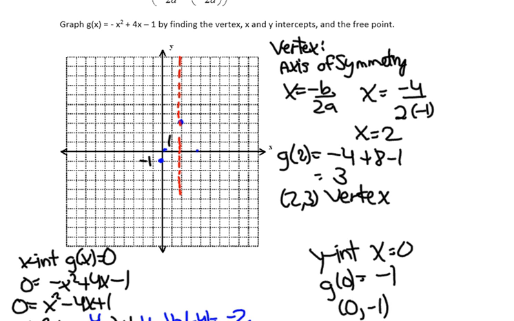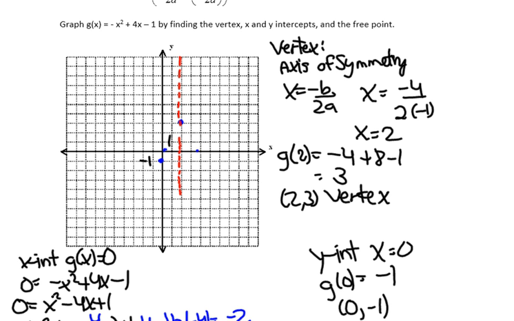Now, notice on the left-hand side, I have 2 points to the left of the axis of symmetry, and I only have 1 point to the right of the axis of symmetry. I'd like to have an even number of points on both sides. So I would like to find a point that is symmetrical to the y-intercept.